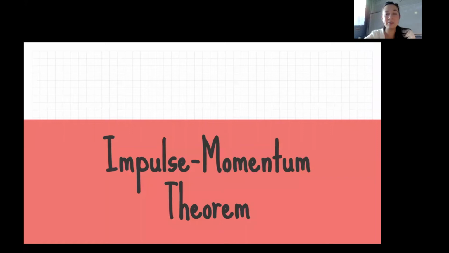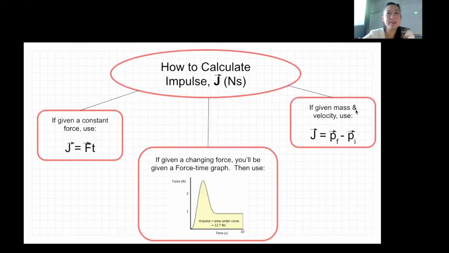Hi everyone, Mrs. Besega here, and today we're going to do the impulse momentum theorem. Impulse momentum theorem is the basis of this unit, because think about it like this.